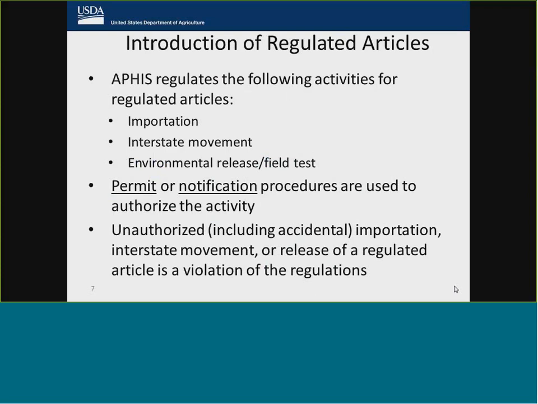What we regulate, if you do have a regulated article, we'll regulate the following activities: importation into the U.S., interstate movement within the U.S., or environmental release and field tests. And we do this through 2 different ways. We have what we call permits and we have notifications. And the permit notification procedures are used to authorize the activity that's been proposed, whether it's an importation, a movement, or environmental release. I'll point out here that any unauthorized importation, interstate movement, or release of a regulated article is a violation of the regulations, and that would include accidental releases.